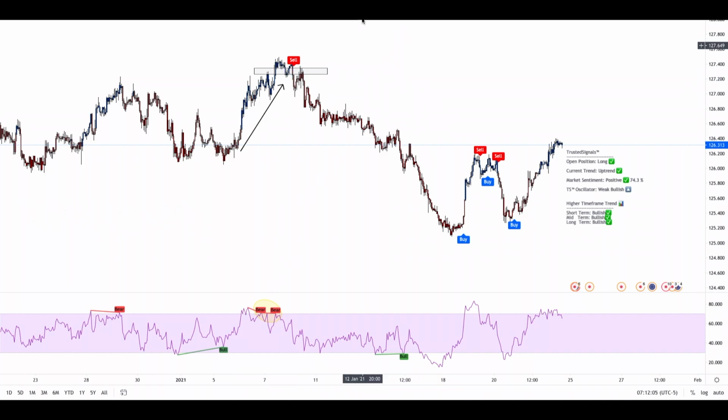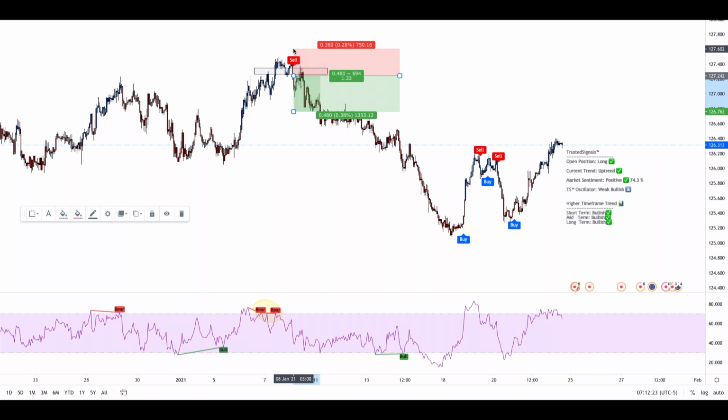Our third confirmation is the divergence setting is showing us bearish divergence in the market, which we know means that the market could soon be trading to the downside. Our fourth confirmation is the Trusted Signals indicator has given a sell signal. We enter the trade for a sell at the close of the candle.